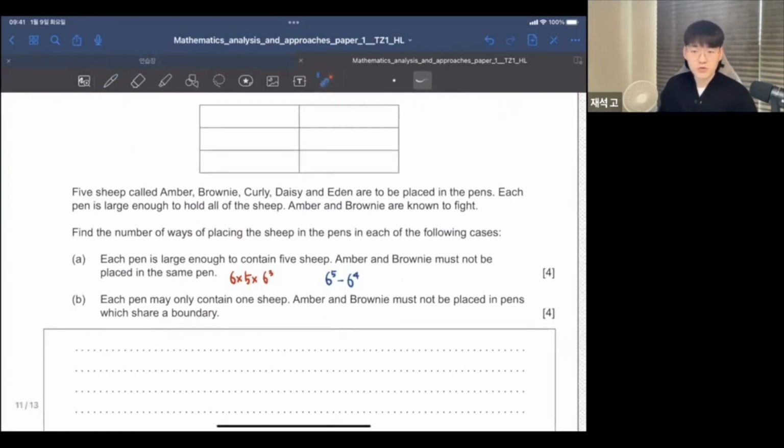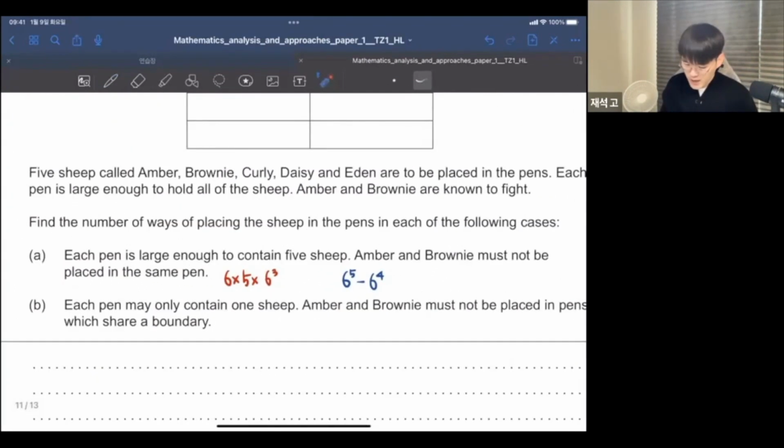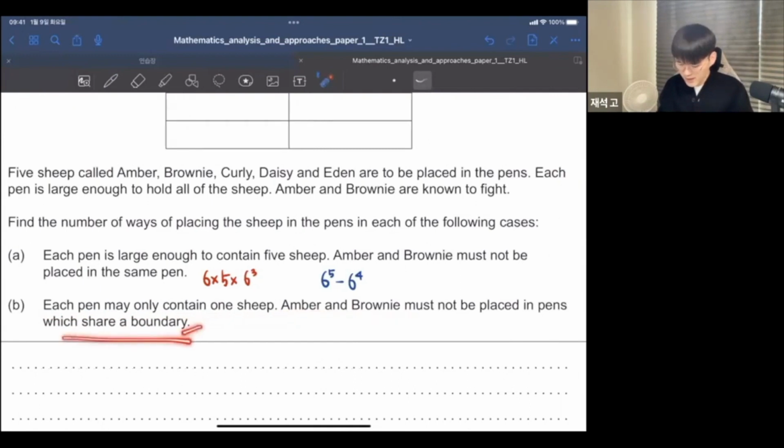So, this is the solution for A, and when you consider B, you can place multiple items in A, but for B, the instruction is to place 1 item at a time, just 1 at a time. However, it is advised not to place Amber and Brownie together due to their shared boundary. Hence, they recommend keeping them separate.